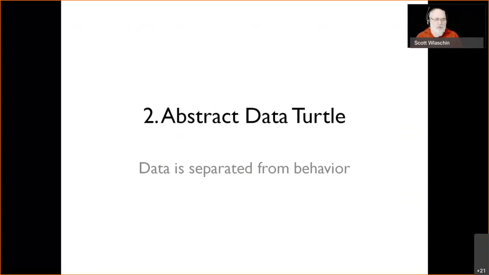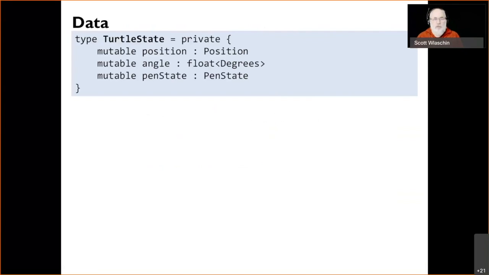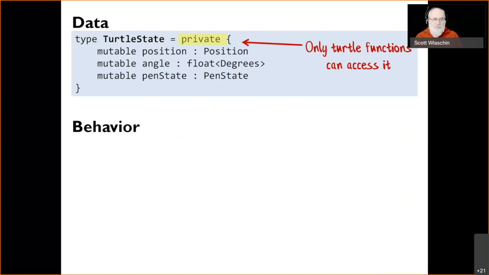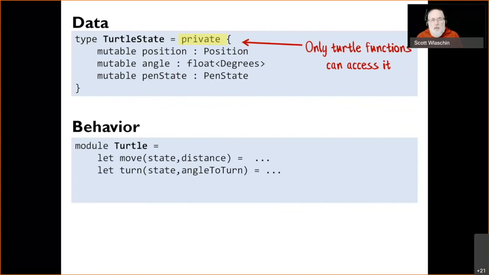So abstract data turtle is where the data is separated from the behavior. So we have a data structure, which is very much like the turtle one. Everything is still mutable, but this is private. So the idea is that nobody else can touch this data and get it wrong. The only people who can touch this data are the turtle functions which we provide. So we have a bunch of turtle functions, and these turtle functions are very much like the object-oriented ones, except these are sort of static methods, as it were, and I have to pass the state in as a parameter each time. So when I move, I pass in the state, and the state will get updated. It will be mutated to the new thing. So it's very similar to object-oriented, but it's not.